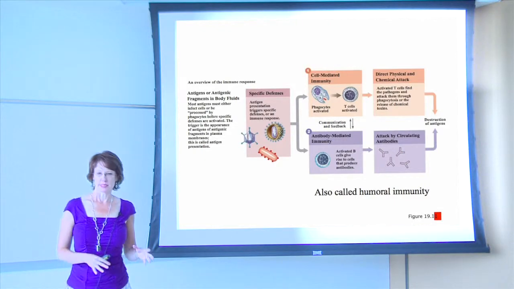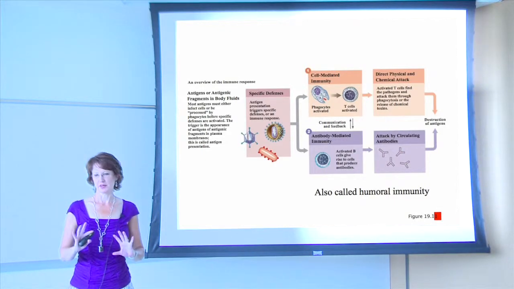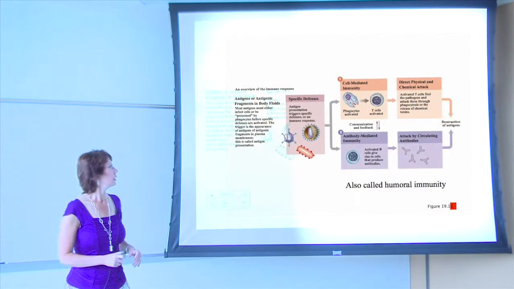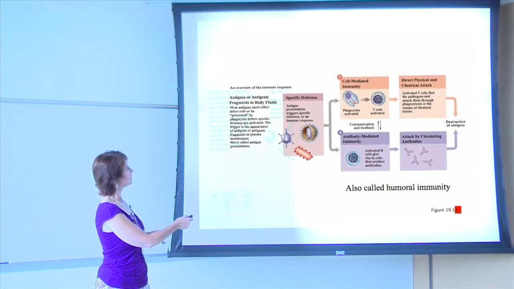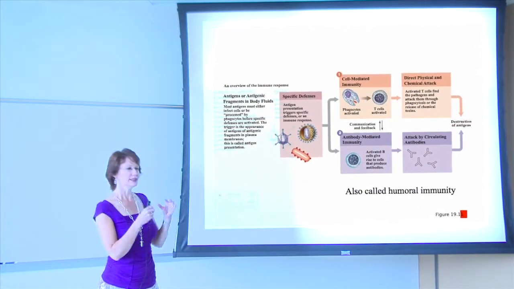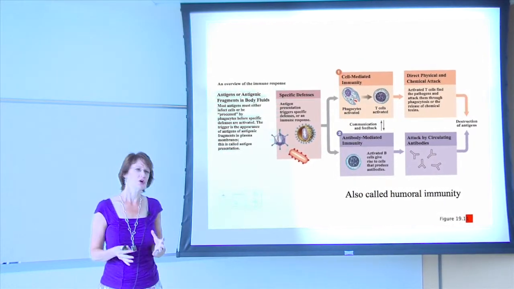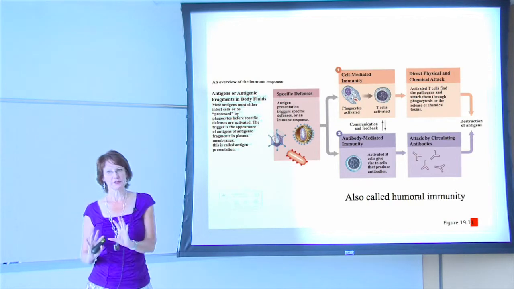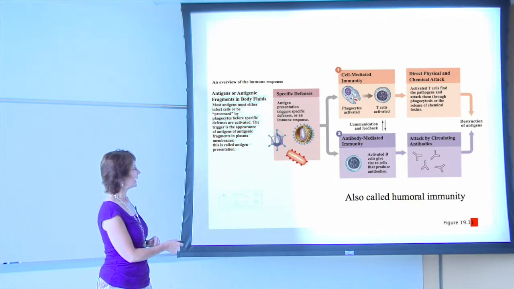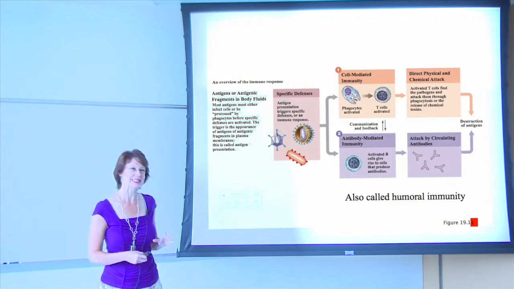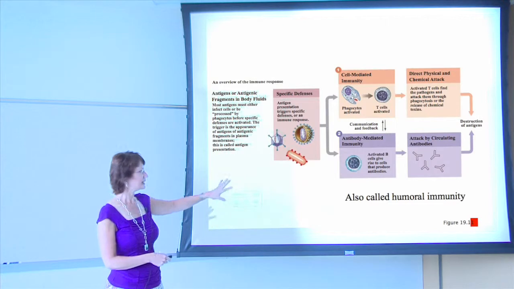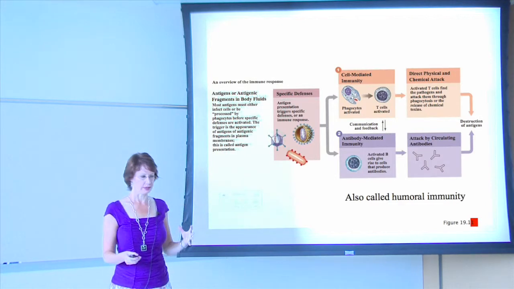So the immune system has a specific portion called the adaptive part of the immune system. It has two main parts. The first part is called cell-mediated immunity. This is mediated by specific cells called T lymphocytes. The other part of the specific immune system is called antibody-mediated immunity, sometimes called the humoral immune system. This is the part that has antibodies.